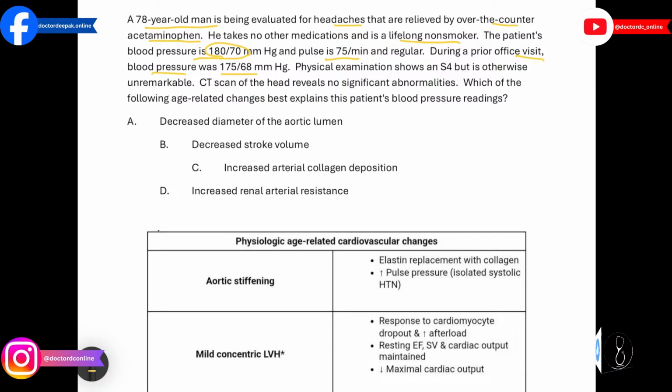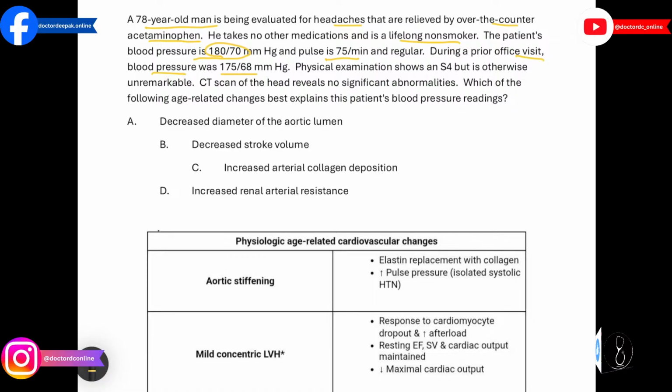First of all, the S4 is not a concerning finding because he is 78 years old. In older people, the S4 is normal. Secondly, the most common change due to aging is increased collagen deposition. In physiological aging, there is deposition of collagen in the wall due to the increase in blood pressure. We also have one table in which they mention the physiological cardiovascular changes. In aortic stiffening, elastin is replaced with collagen, and there is a pulse pressure increase due to isolated systolic hypertension.